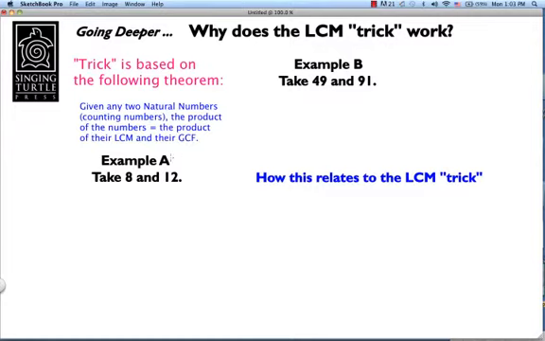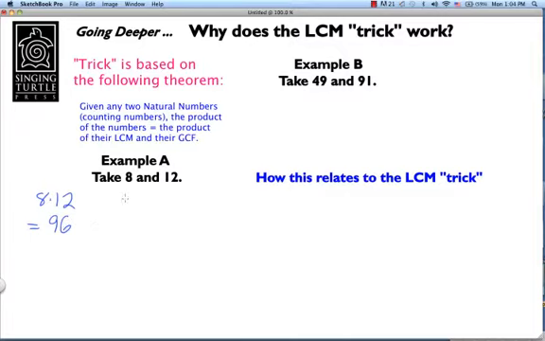Let's first demonstrate how this theorem works. It's not a proof, it's just a demonstration. And then I'm going to show how this theorem is the basis of the LCM trick. All right, we're going to start over here with our example A. We're going to start with the numbers 8 and 12, and we're going to demonstrate the truth of this theorem for these two numbers. So with 8 and 12, the first thing we do is we take the product of 8 and 12, meaning we say 8 times 12 equals 96.